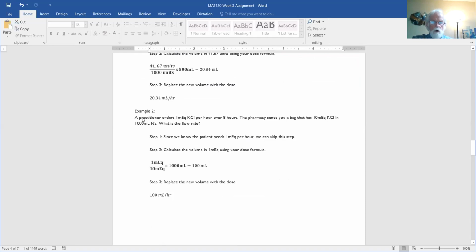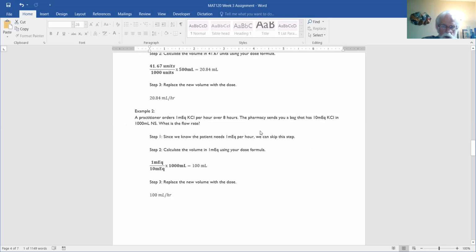The practitioner is going to order 1 milliequivalent of potassium chloride per hour for 8 hours. So you have a bag that has 10 milliequivalents of potassium chloride in 1 liter, 1,000 milliliters, of normal saline. What's the flow rate? We're told that the patient dose is 1 milliequivalent per hour. We don't see a drop factor, so this is going to be a pump. So this patient is going to get 1 milliequivalent per hour. We read that right off the order.